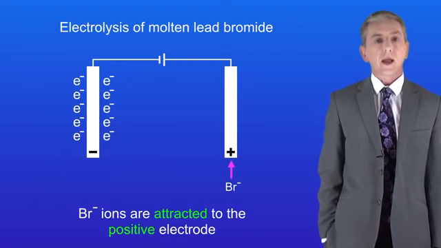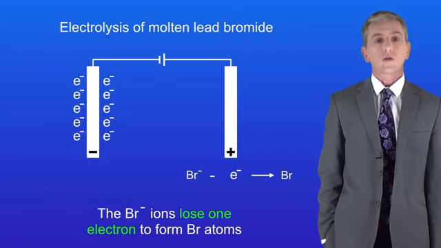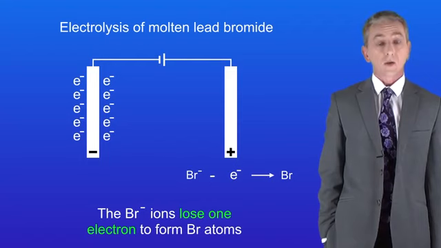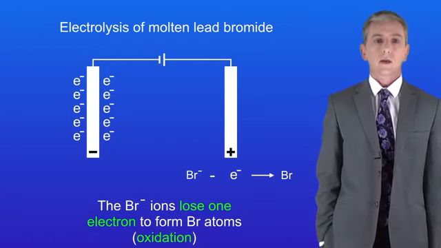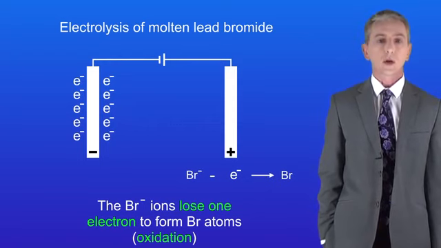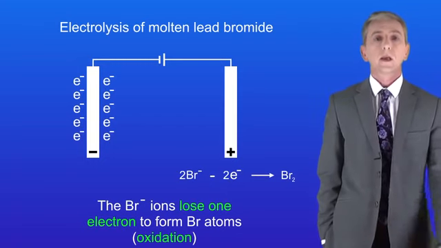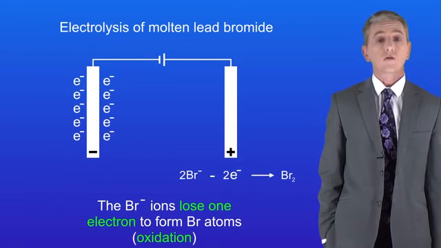The negative bromide ions are attracted to the positive electrode. Here they lose 1 electron to form bromine atoms. Because the bromide ions are losing an electron, that's an example of an oxidation reaction. Now I should point out that bromine atoms pair to form a bromine molecule, so we usually show the reaction like this.